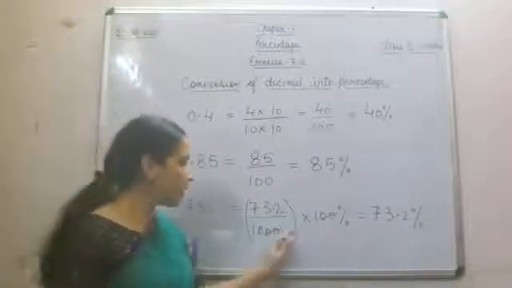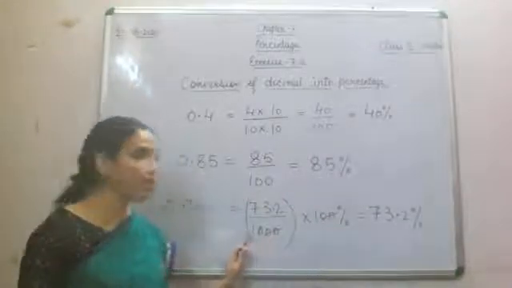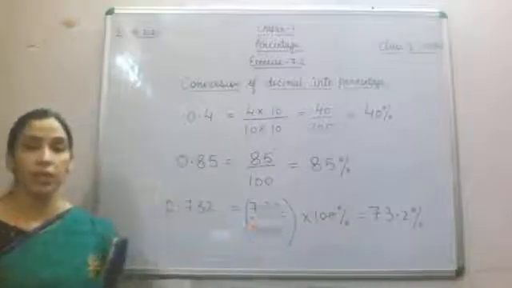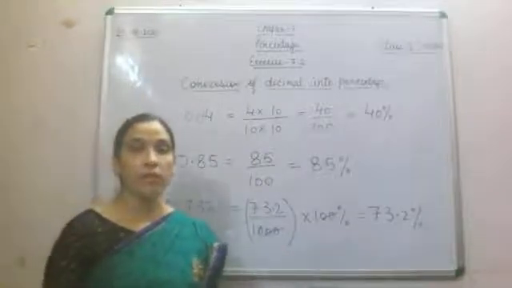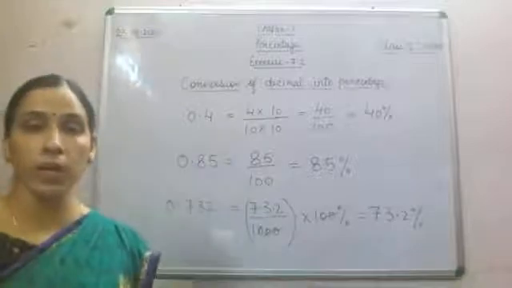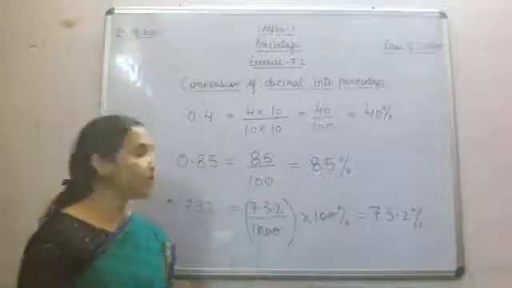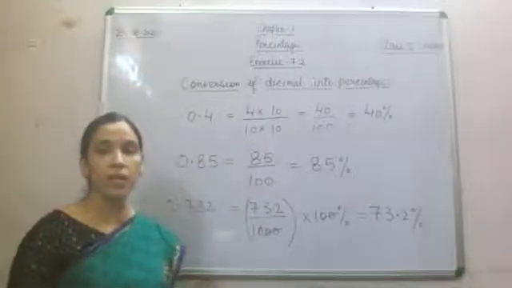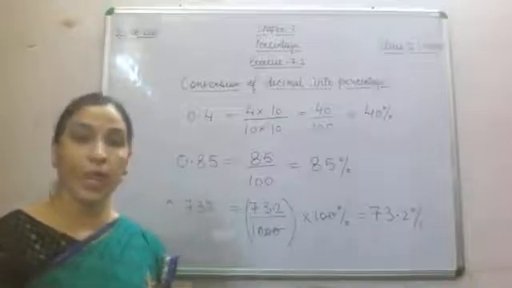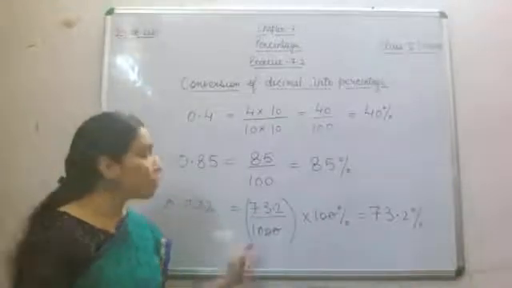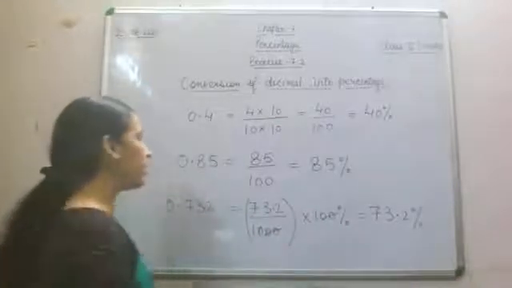This 100 will cancel 2 zeros with the 1000 and 1 zero will put a decimal in the numerator. See, whenever we were doing division, we have seen that if we divide 732 by 10, you will get 73.2. So here we have got that concept.